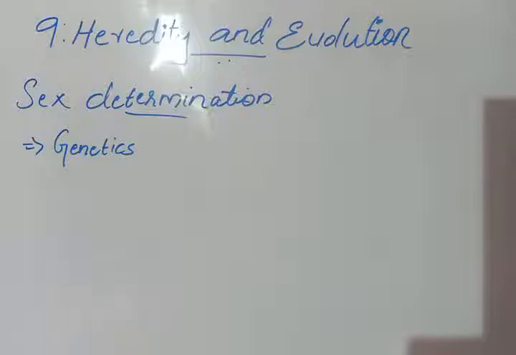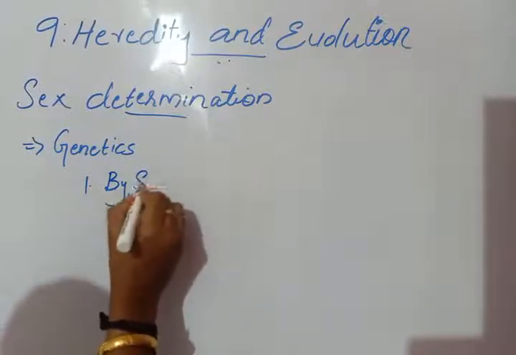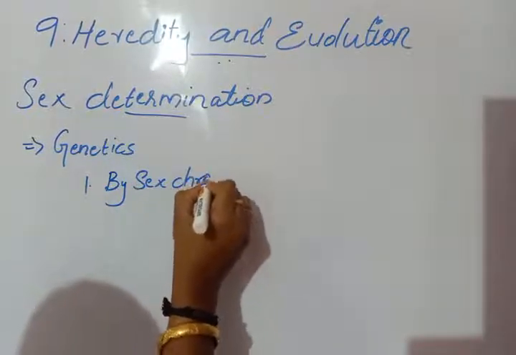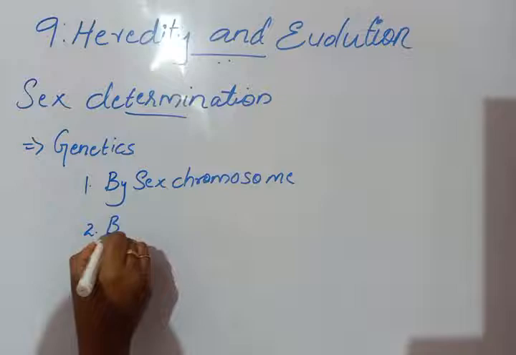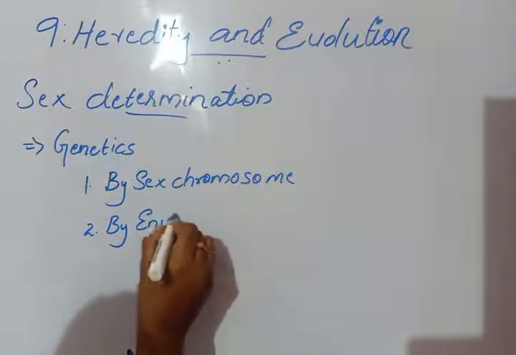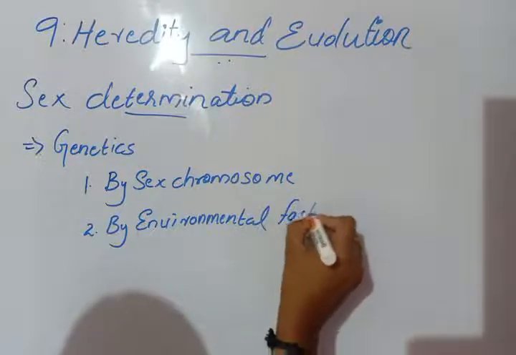Sex determination can be done by various ways. The two ways that you are going to study in your chapter: the first one is sex determination by sex chromosome, and the second one is sex determination by environmental factors.